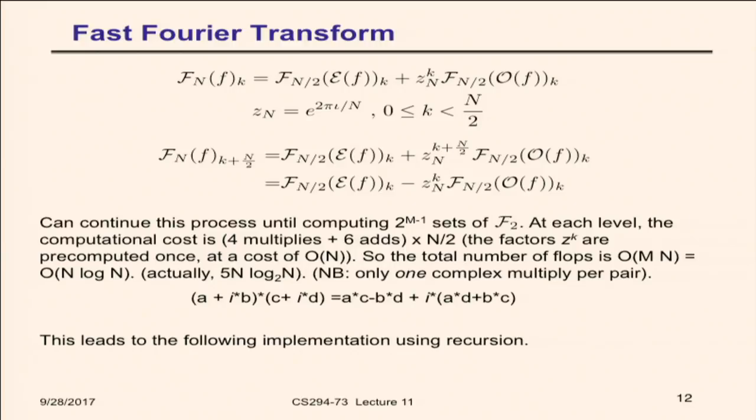Times n over 2, which is the number of times you're doing this to get the n factors. So the total number of flops is, oh, and how much does a complex multiply cost? So I've written it out down here. It's a plus I times b, c plus I times b. You see 1, 2, 3, 4 multiplies, and 1, 2 adds. This add here is not really there.